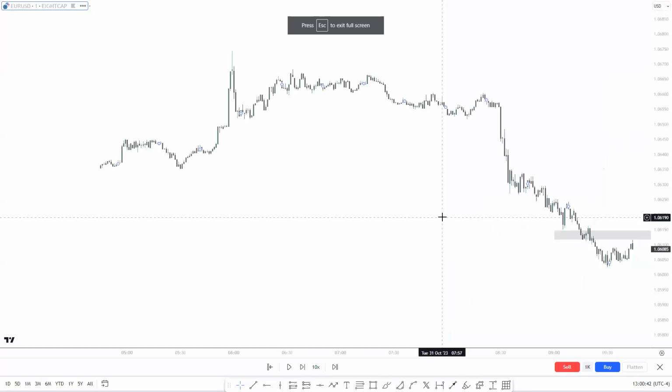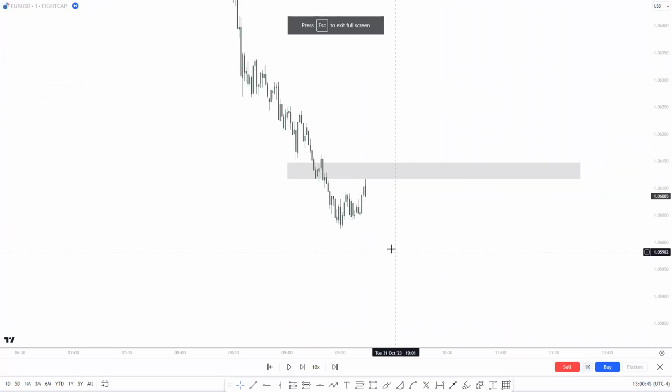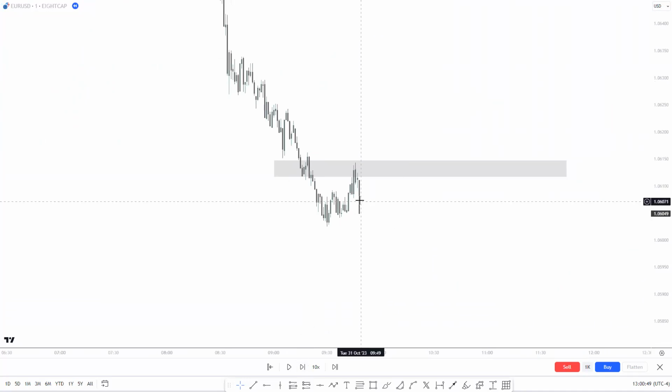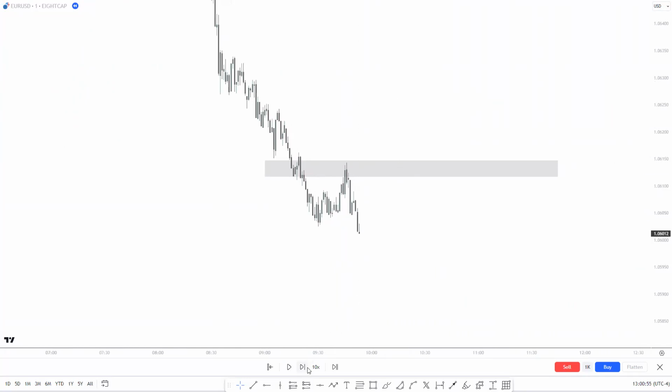So if I go into the 1 minute chart, this is that fair value gap. Price taps it. We have a market structure shift. This is an indication that the market might go lower. Now let's see what happens after that.